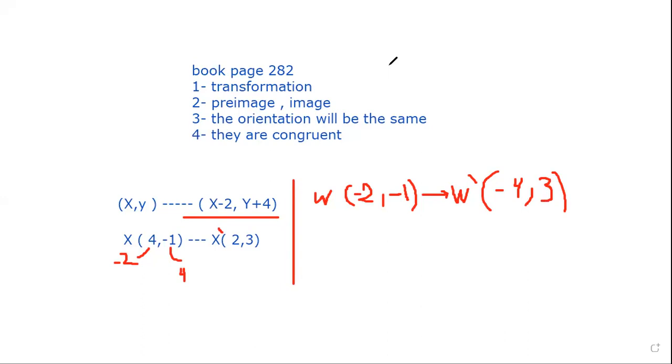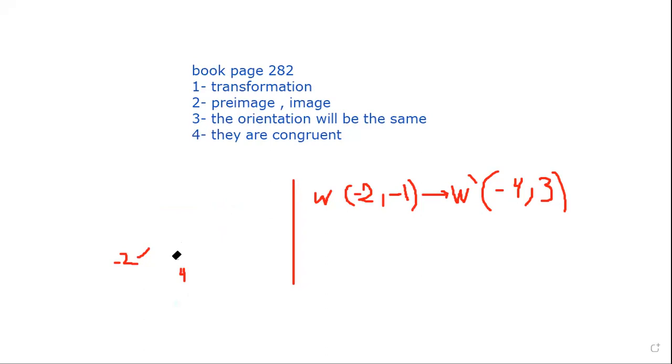If we go back to the answer, please check where you can find W prime. You mean the pre-image? The pre-image was negative 2 and negative 1, and the image becomes negative 4 and 3. Why? Because we already found the rule at the beginning and then we found the answer. You can use the counting method or we can find the answer directly.